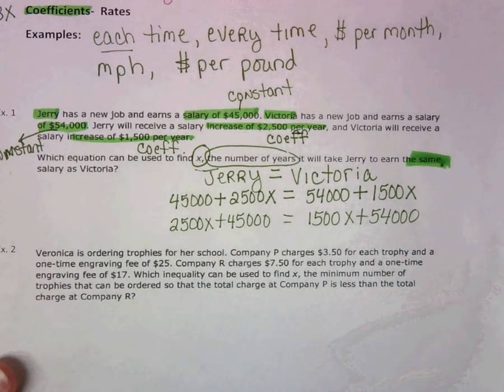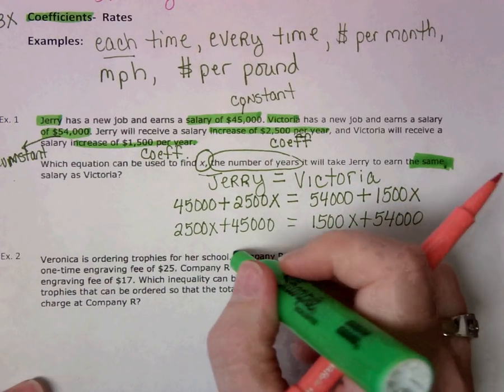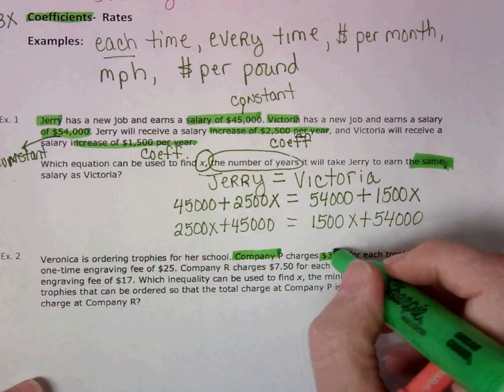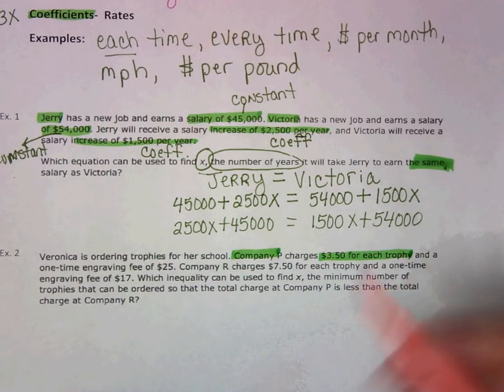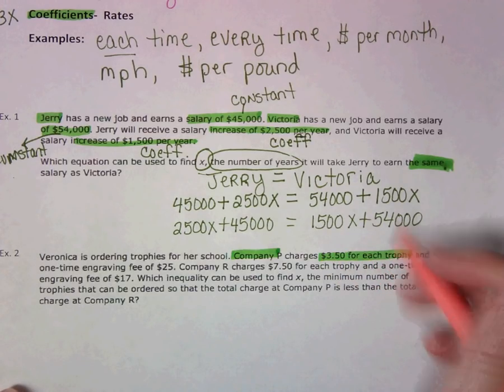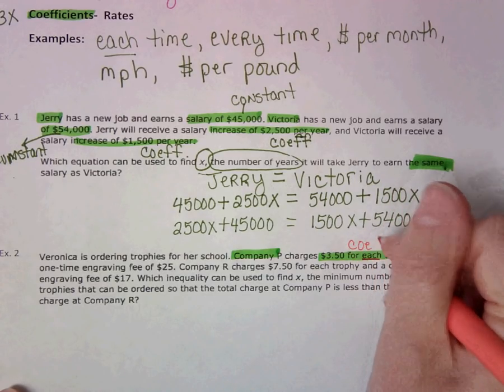Read it to yourself, please, and then restart the video. Important for us to notice, we are talking about company P, which charges $350 for each trophy. And what do you think that is? $350 for each trophy. Hopefully you're noticing this word each. That's going to be a coefficient.